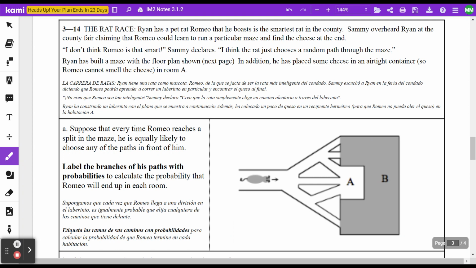Ryan has built a maze with the floor plan shown. It's not on the next page, it's right here. In addition, he has placed some cheese in an airtight container so Romero cannot smell the cheese. And that's in room A. So cheese. Yum.